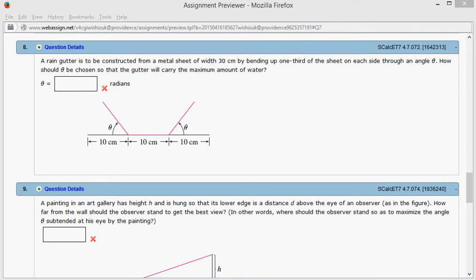Alright, let's look at homework 4.7, problem number 8. This is the gutter problem, and we have a material with a 30 centimeter width, and we lift up the 1/3 on both ends to create a gutter, which is shown here. We want to find the angle theta so that this is going to have the maximum capacity. Right, so let's do that.